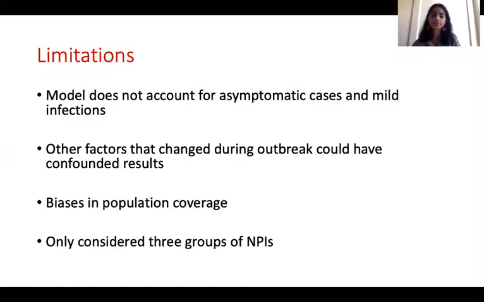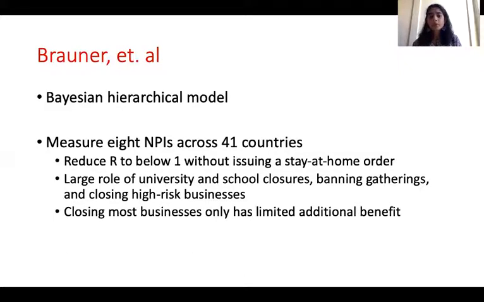So the second paper that we'll look at is by Bronner et al., and this looks at a Bayesian hierarchical model, and they measure 8 NPIs across 41 countries. So they look at 34 European and 7 non-European countries and use a time and country-specific reproduction number to control for differences between the countries. And they model the effect of NPIs as a percentage reduction in the reproduction number R, and they have 8 NPIs: mandating mask wearing in public spaces, limiting gatherings to 1,000 people or less, 100 people or less, and 10 people or less, closing some high-risk businesses, closing most non-essential businesses, closing schools and universities, and then issuing stay-at-home orders.